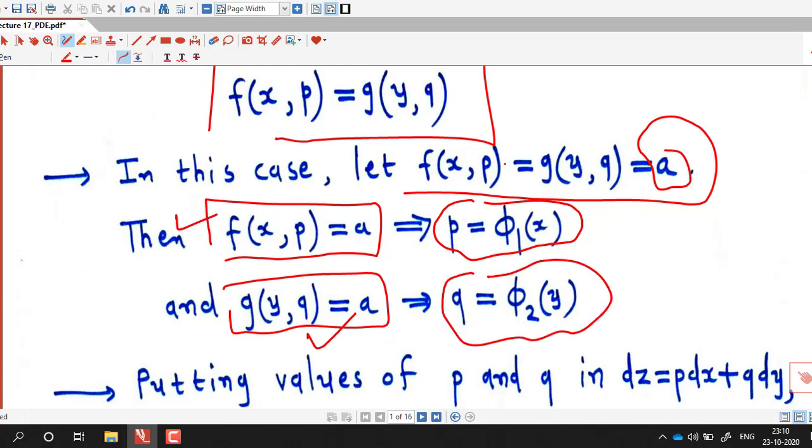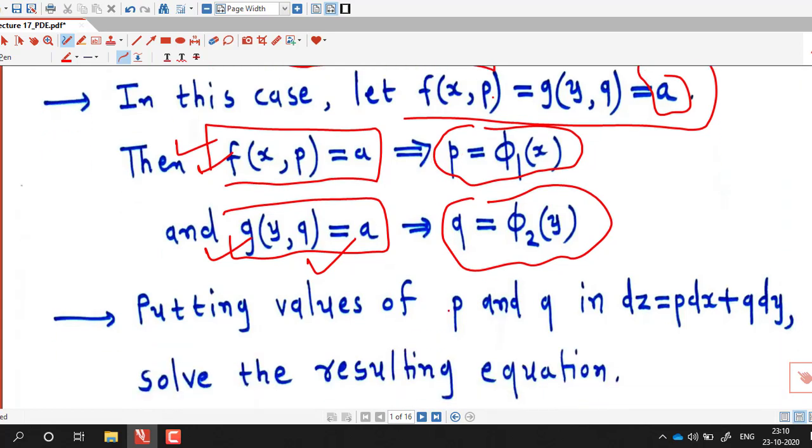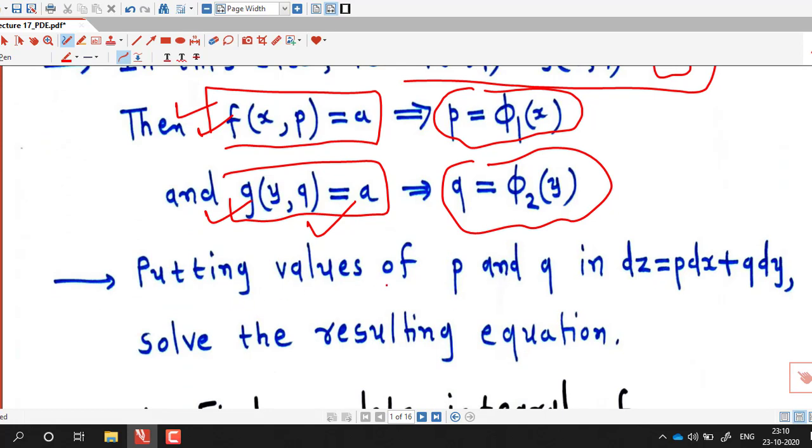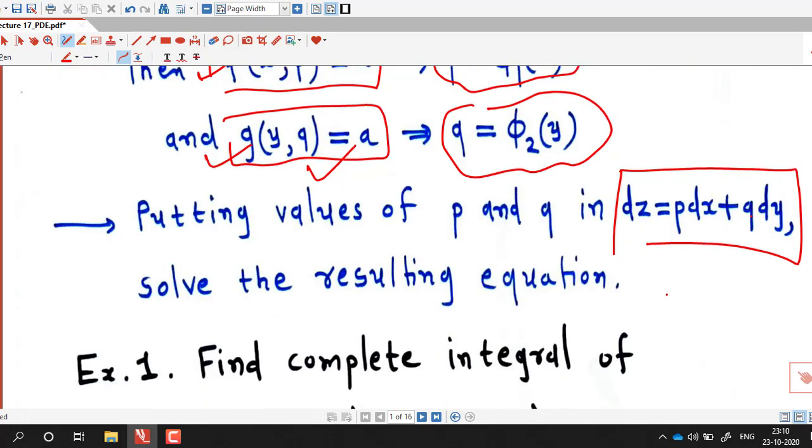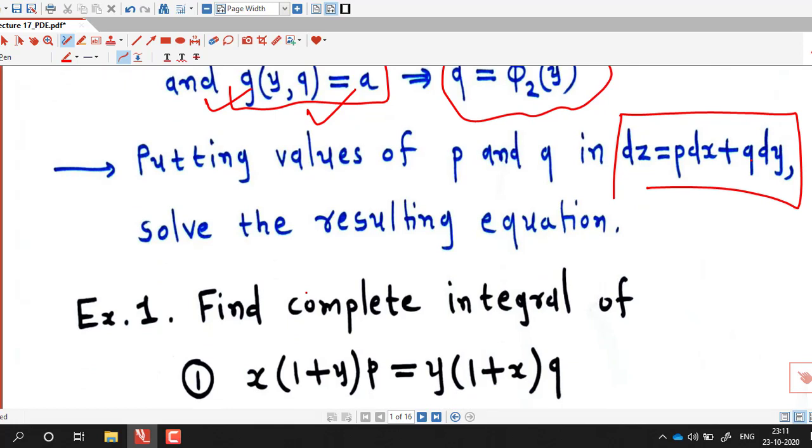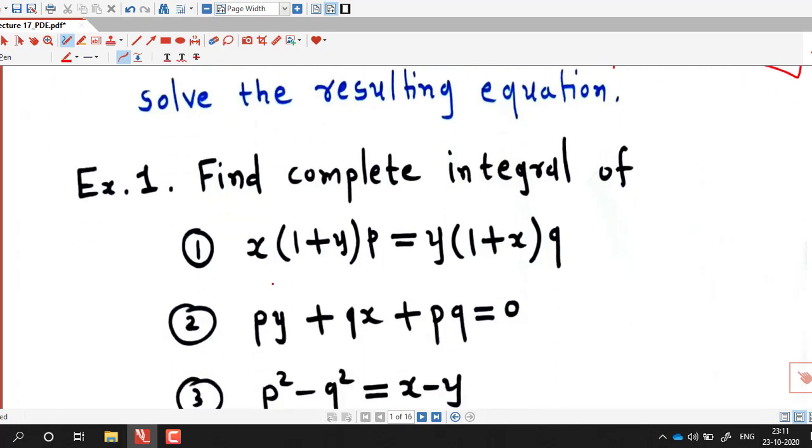So first we assume that both are equal to a, and then solving these two we find out values of small p and small q as a function of x and y respectively. And after obtaining p and q, we will substitute the values of p and q in this equation: dz equal to p dx plus q dy, and then we solve this resulting equation. So it is easy to find out the complete integral if our PDE is in third standard form. So we can do some problems.